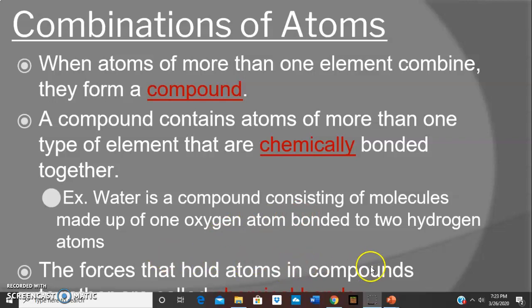All right, the forces that hold atoms in compounds in place are called chemical bonds. So our chemical bonds hold our elements together and form them into a compound. Right, here's an example of water. So here's the oxygen, here are the two hydrogens, and these little black lines represent chemical bonds holding the water molecule together.